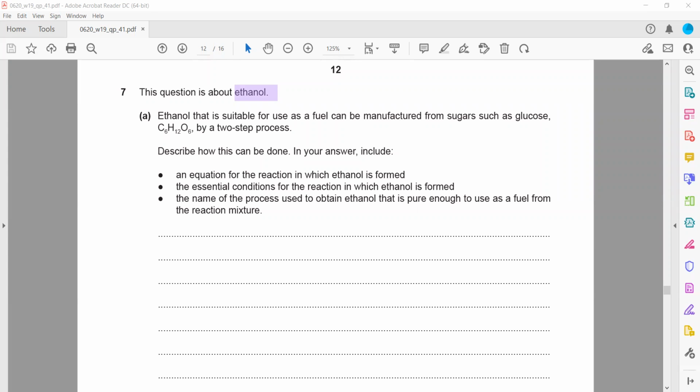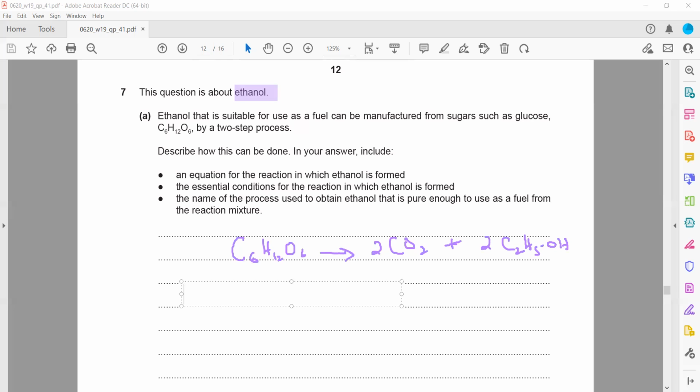So this method is known as fermentation. And what happens in a fermentation when we have a sugar solution, C6H12O6, in the presence of yeast, which is having enzymes that act as a biological catalyst. It produces carbon dioxide and it produces 2 molecules of ethanol, which is C2H5OH.